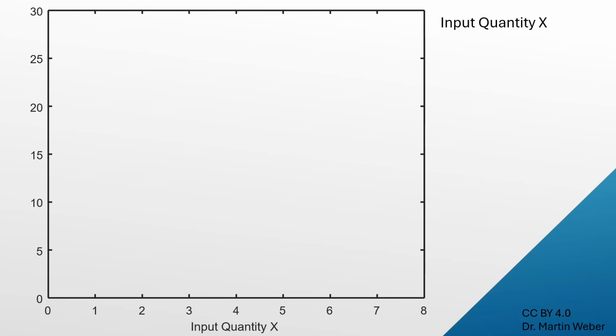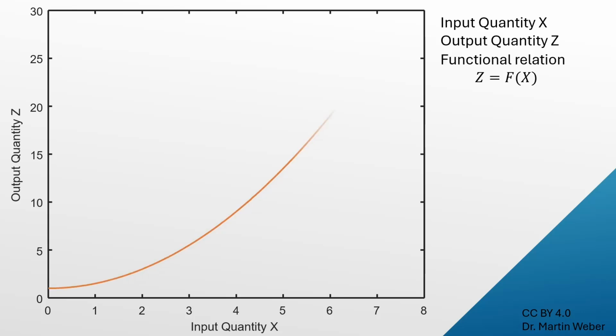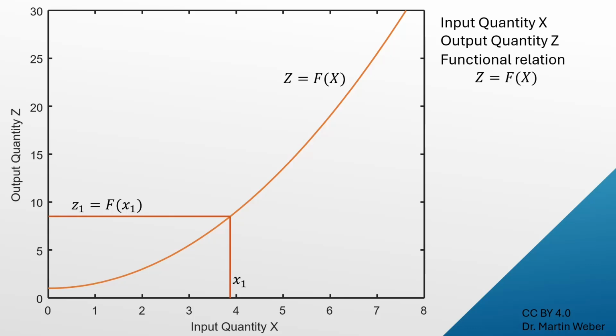So along the one axis there's the input quantity, and along the other axis the output quantity, and both are related by a function. And now if one input quantity is measured, the function can be used to evaluate the output quantity.